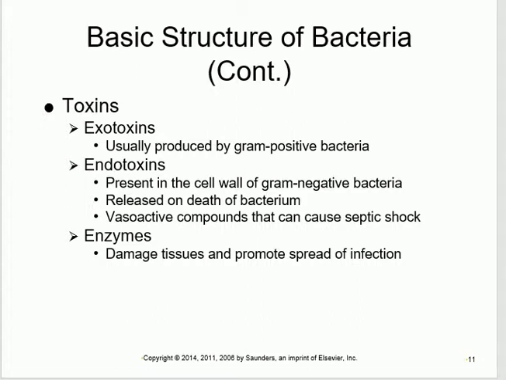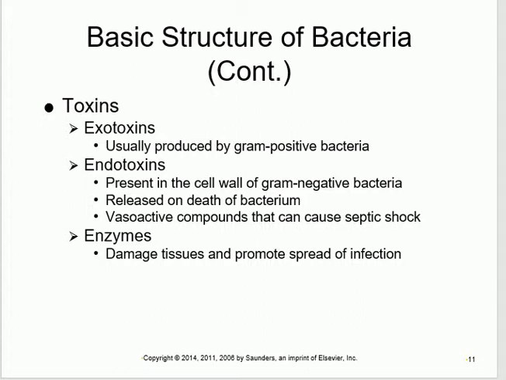Exotoxin is located in the capsule. So this will be in the gram-positive bacteria. The presence of exotoxin, that's on the capsule. It's outside. Exo, outside. It's outside, not inside of the cell. Exotoxin is produced by gram-positive bacteria. Okay, why? This is a gram-positive bacteria.